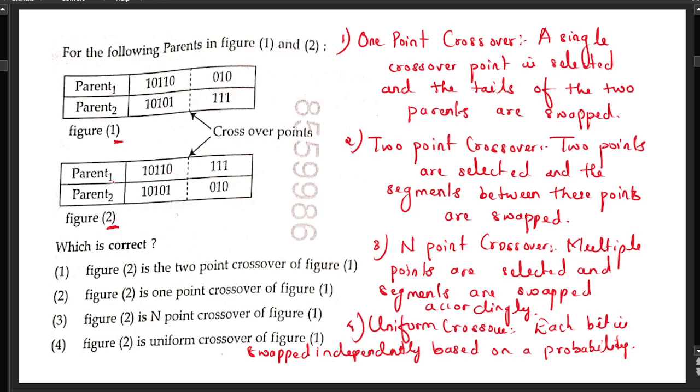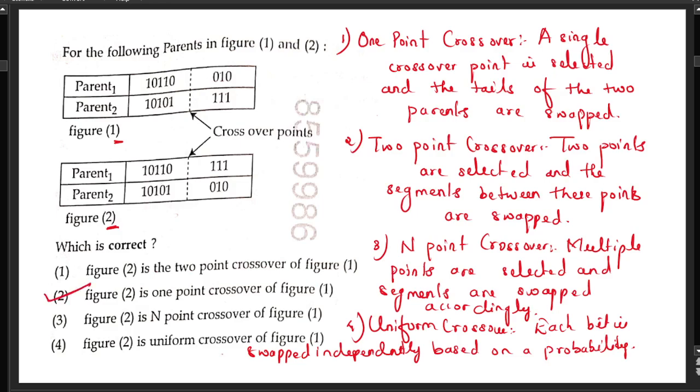Now if we talk about 2 point crossover, this is not applicable because here the bits did not match this pattern. And if we talk about n point crossover, this is also not applicable as it does not fit the pattern of multiple points. And for uniform crossover, each bit is swapped independently, which does not fit the given pattern. So that is why here we can say that figure 2 is 1 point crossover of figure 1.